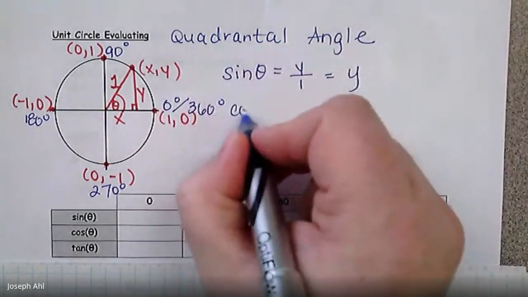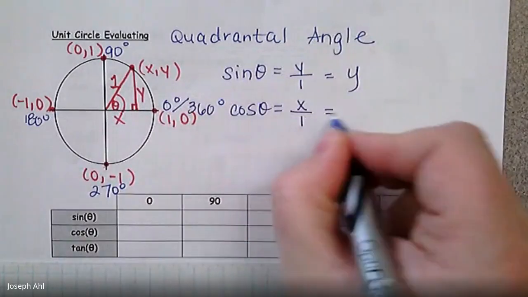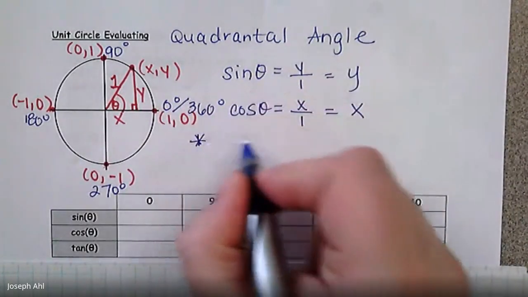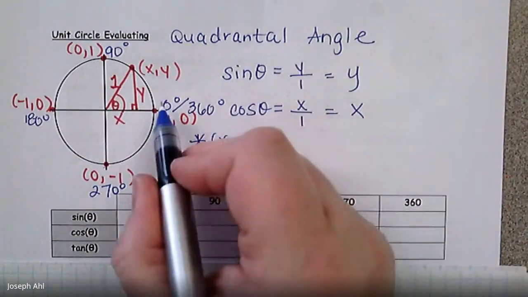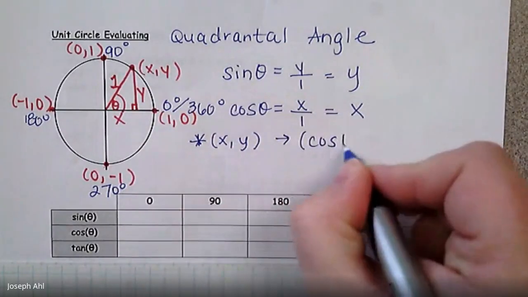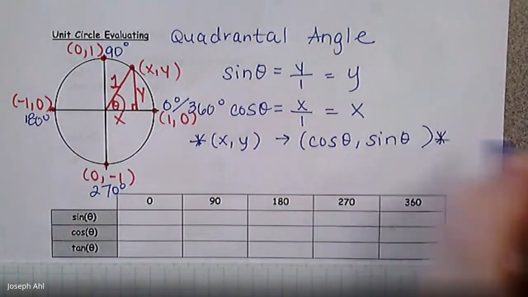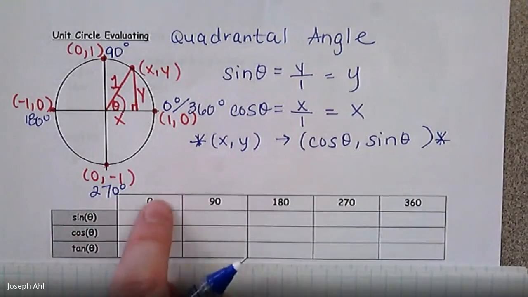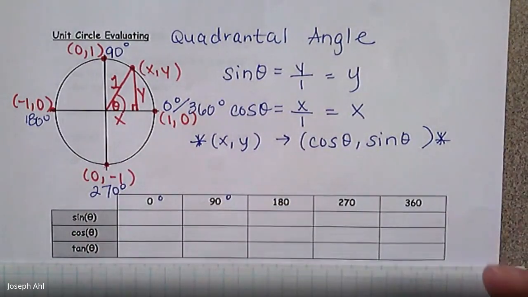And if you do a really similar process for cosine theta, cos would be adjacent over hypotenuse, x over 1, which is just x. And it brings us to a really important concept with unit circle trigonometry. Any point x comma y on the unit circle could be expressed as cosine theta, sine theta. We're going to use this really important relationship in just a moment to be able to determine sine and cosine of these degrees, 0 degrees, 90 degrees, and so on. Let's actually do that right now.